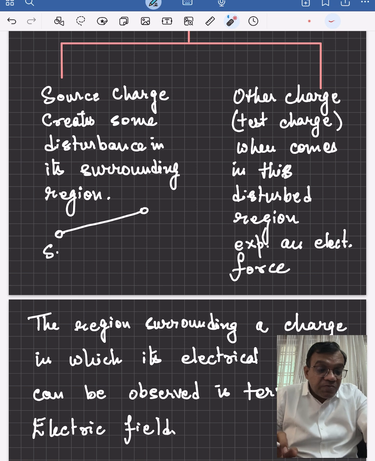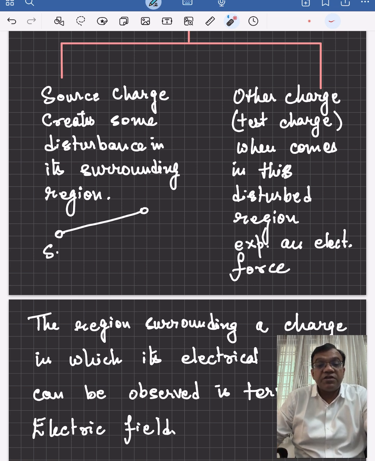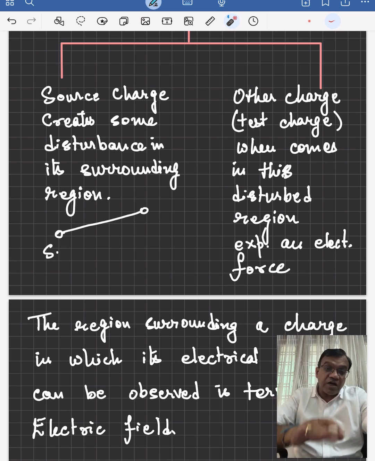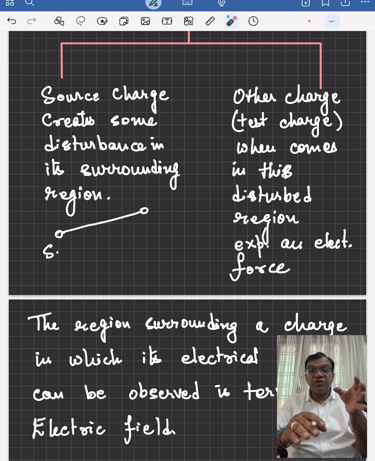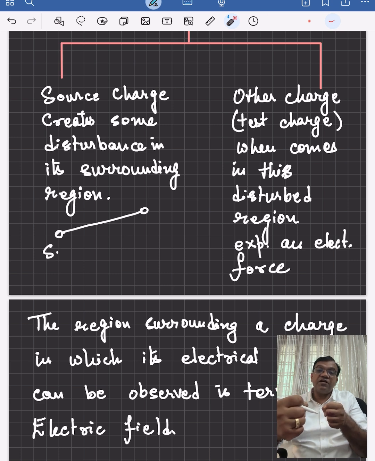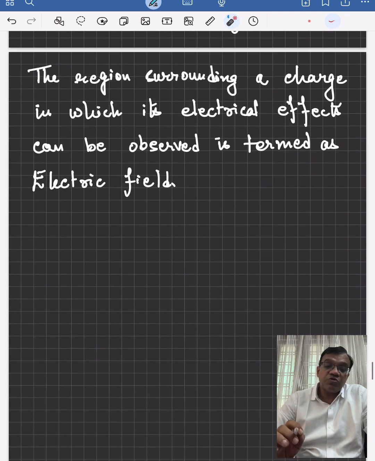Now when we say the charge creates some disturbance in its surrounding region, the charge is actually creating an electric field in its surrounding region. And when any other charge comes in this electric field region, that charge experiences the electric force. Who creates the electric field? The first charge creates the electric field, and when the other charge comes in that electric field region, it will experience the force. So this way it takes place in two steps.